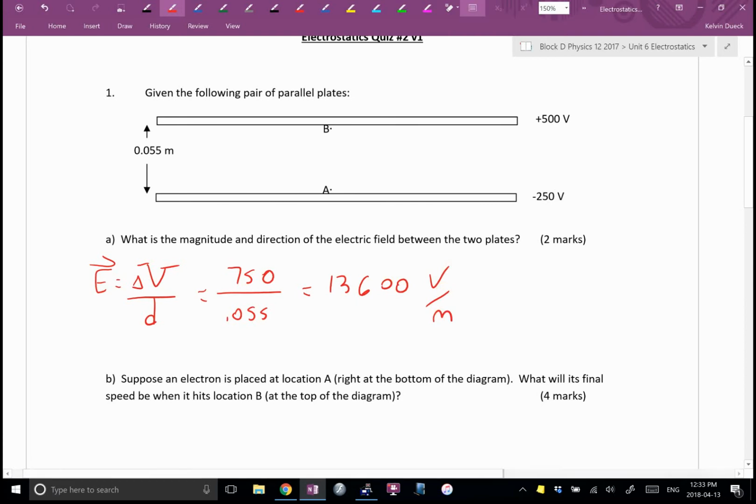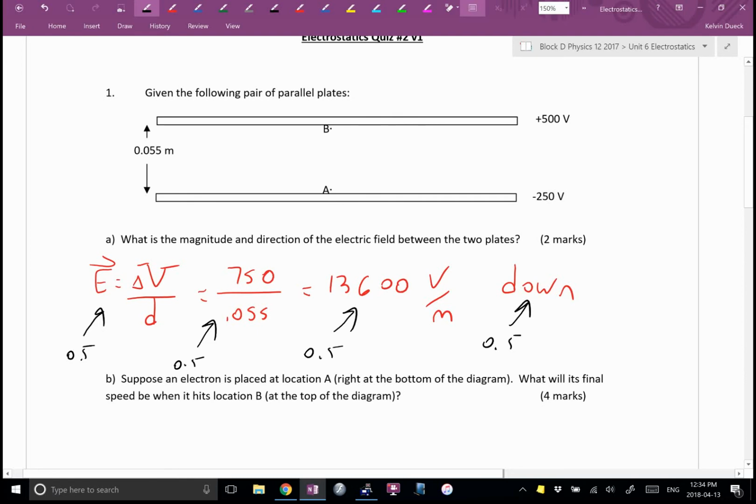Direction. Which way would a positive charge sitting there want to move if it could? Down. I would take south as well. If I'm marking this, I would give you half mark: half mark for the magnitude, half mark for the direction.